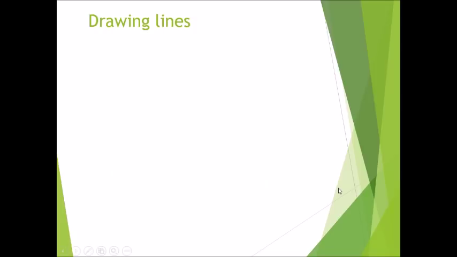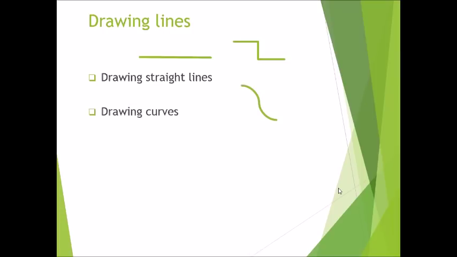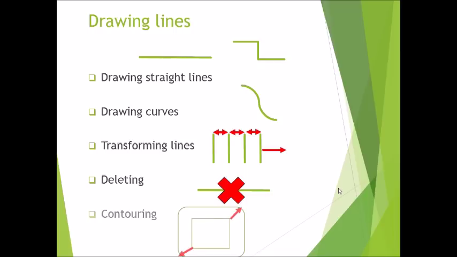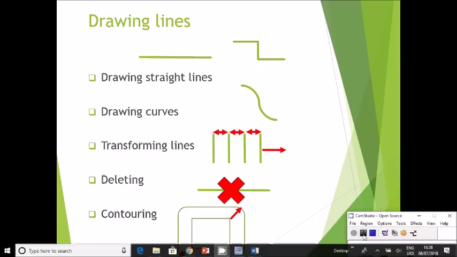Okay, now we're going to move on to drawing lines. We're going to start with some straight lines and zigzags. We'll also look at how you draw curves, how you transform lines. That means copying them multiple times at a set distance, deleting, and then finally we're going to look at contouring, which means drawing something outside of a shape that's exactly the same shape but bigger. Right, so let's give that a go.